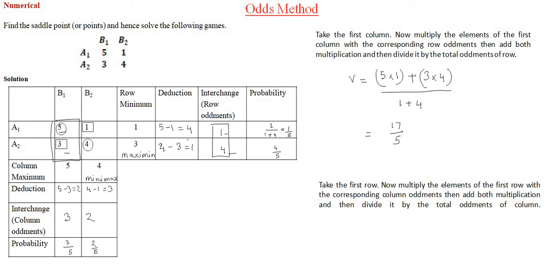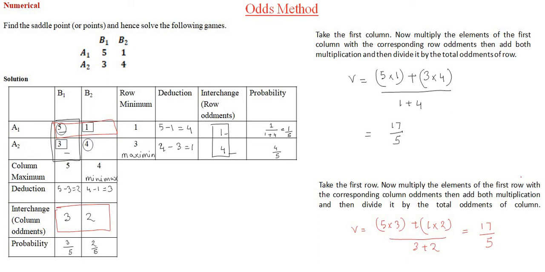Similarly, we can also do it row wise. For that, let us consider the first row. We have values 5 and 1. Let us also take into consideration the column oddments. So here the value of the game would be 5 into 3 plus 1 into 2, divided by 3 plus 2. That is, we'll again get 17 by 5.